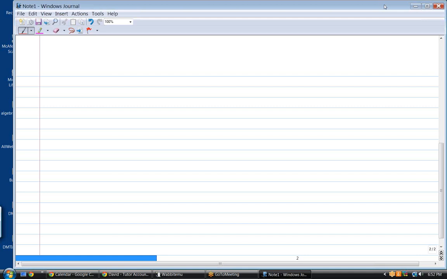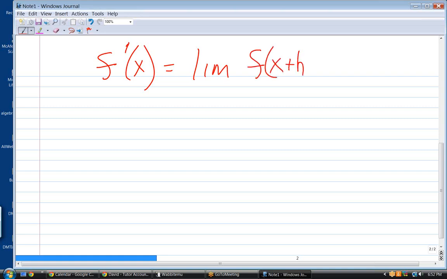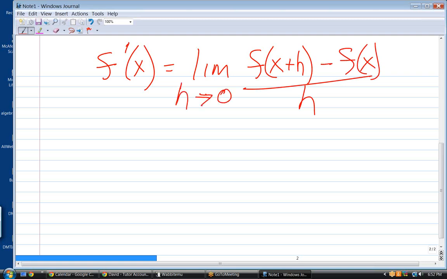Now, the slope of the tangent line, actually, there are three definitions. F prime of x, we talked about the first definition last week, which was the limit of f of x plus h, minus f of x, over h. Whether you call that h or delta x does not matter, as long as you use the same thing down there. And we want to take that limit as h goes to 0.